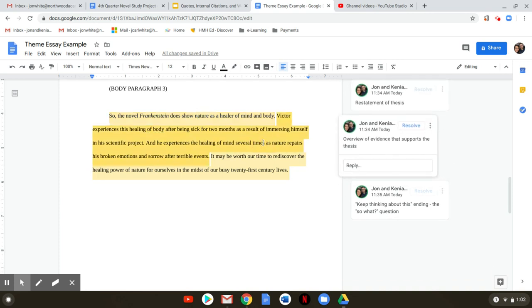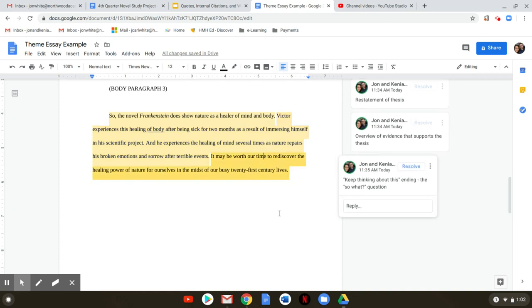I gave a brief overview of the evidence that I've used in my body paragraphs. And here is, guys, a simple one sentence, so what? The keep thinking about it ending. It may be worth our time to rediscover the healing power of nature for ourselves in the midst of our busy 21st century lives. Isn't that so simple?